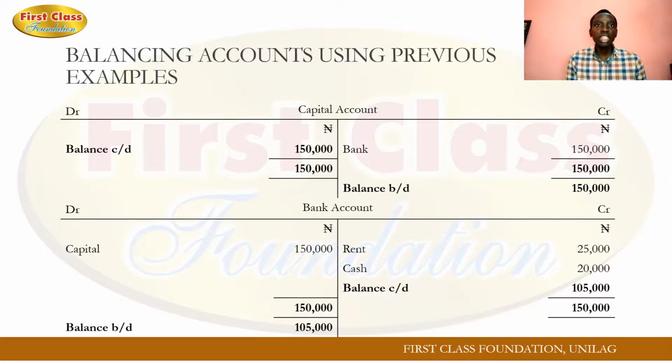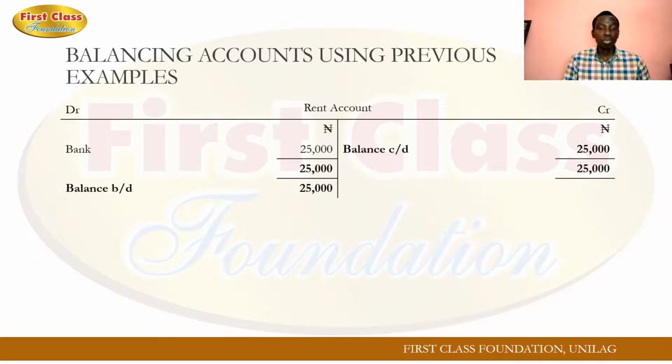And if you can see, it's consistent with what it says: the capital account is meant to have a credit balance. So that's why we're having a credit balance here. The bank account, which is an asset, is meant to have a debit balance. So that's why we're having a debit balance. Then our rent, we paid rent through the bank of 25,000. So that's the balance in the account, 25,000.